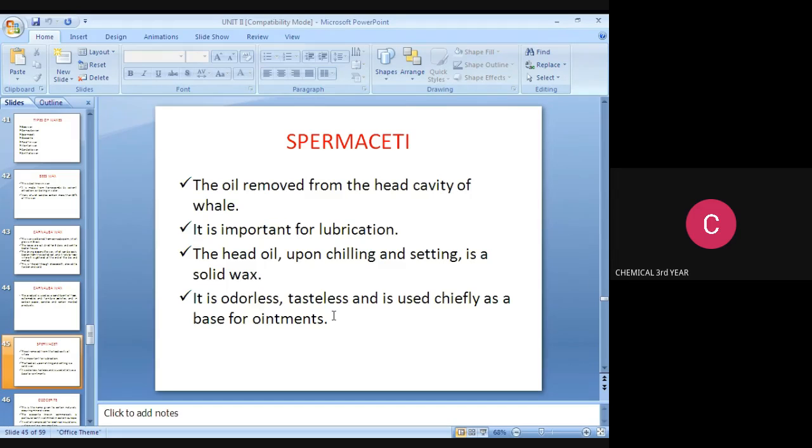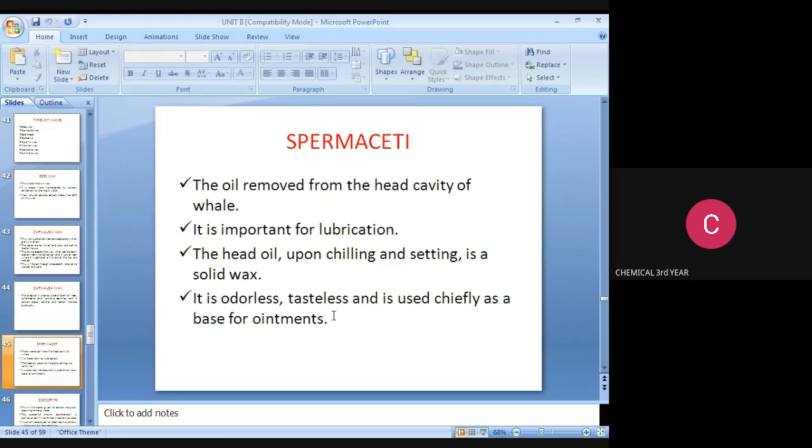Spermaceti. The oil is removed from the head cavity of the whale. It is important for lubrication. The head oil, upon chilling and setting, is a solid wax. It is odorless, tasteless, and it is used chiefly as a base for ointments. So where is it used? Spermaceti wax is used for ointments.